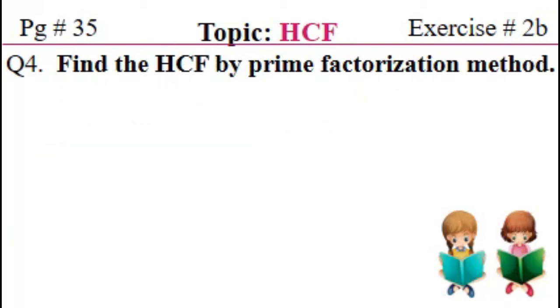We have already solved part A. Now let's solve part D. In part D, we are given again 3 different numbers: 27, 130, 46. We will follow the steps of the prime factorization method to find the HCF. Step number 1 was to find the prime factors of the given numbers. So let's find the prime factors of 27.